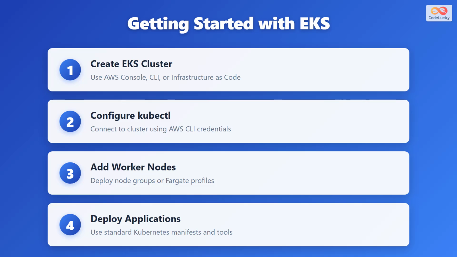Getting started with EKS is straightforward and follows four main steps. First, create your EKS cluster using the AWS console, the AWS CLI, or infrastructure as code tools like Terraform or CloudFormation. Second, configure kubectl, the Kubernetes command line tool, to connect to your cluster using your AWS CLI credentials. Third, add worker nodes to your cluster by deploying either managed node groups, self-managed nodes, or Fargate profiles, depending on your requirements. Finally, deploy your applications using standard Kubernetes manifests and tools, just like you would on any other Kubernetes cluster. EKS is fully compatible with the Kubernetes ecosystem, so all your existing knowledge and tools continue to work.